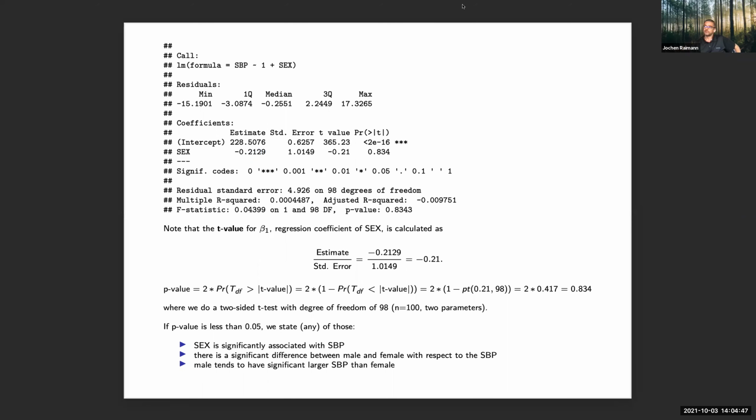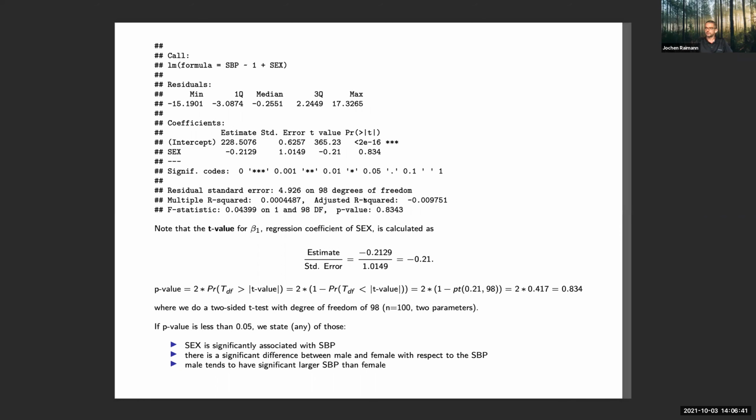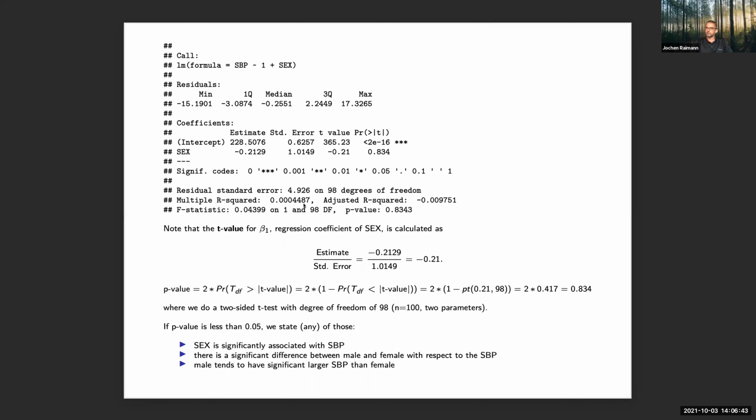Good. What else do we have? As for the rest of those parts of the printout, we have talked about this. We have the residual standard error, here 4.92, and 98 degrees of freedom. We have a multiple R squared. We have adjusted R squared. We have discussed all of this.